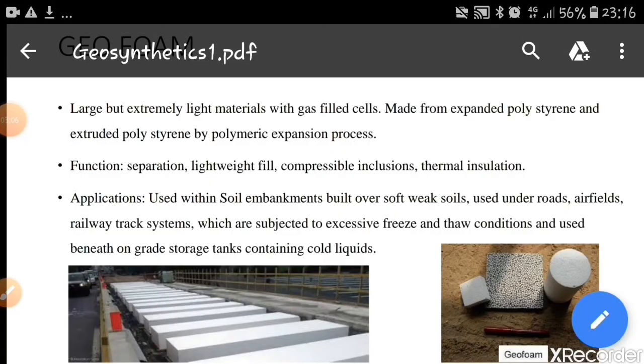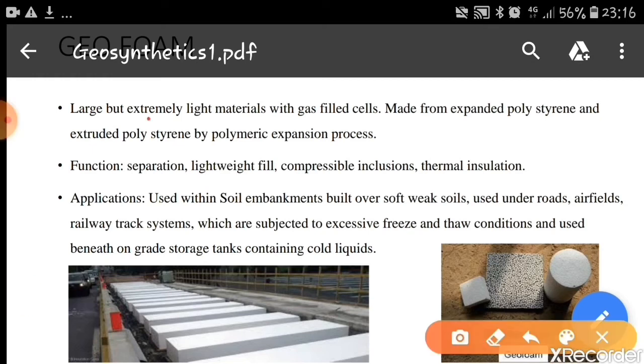So the next category is called geofoams, large but extremely light material with gas-filled cells. They are made from expanded polystyrene and extruded polystyrene by a polymeric expansion process. Their function is separation, lightweight fill, compressible inclusions, and thermal insulation.